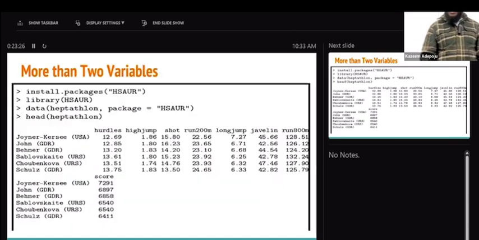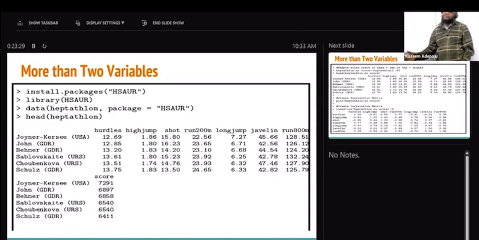Now, I'm going to start with the data. If you want to have access to the data on the heptathlon, you need to install a package called HSAUR. When you install that package, you need to load it. Then you're going to have access to the data I'm giving you now. This is the first 6 observations in the data frame. There's a lot of them.